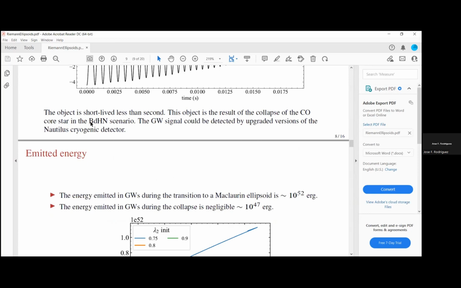But as you can see, this method can be used to analyze many physical scenarios. The first one is the binary-driven hypernova scenario. Also, you can analyze pulsars, the Crab Nebula. Also, you can use it to analyze the post-merger object in a binary neutron star or in a double white dwarf.